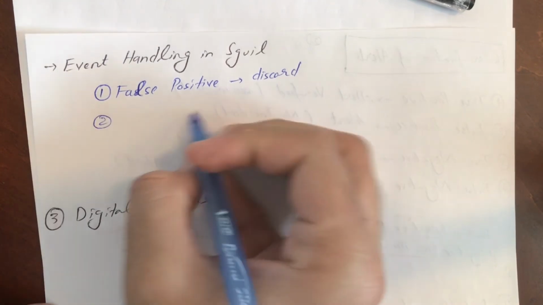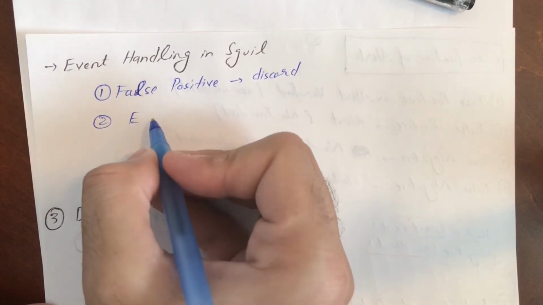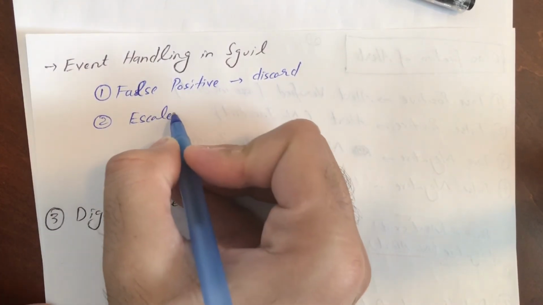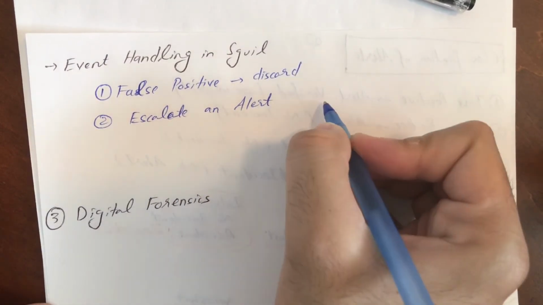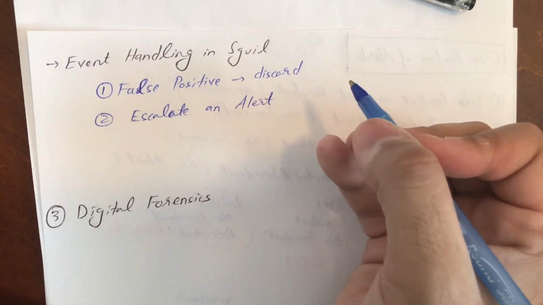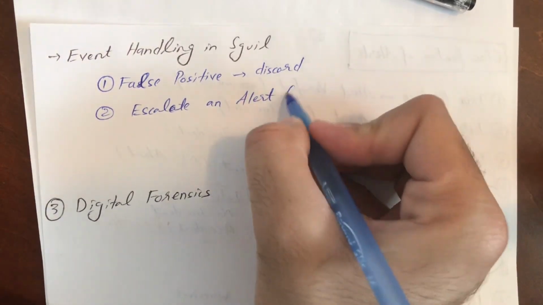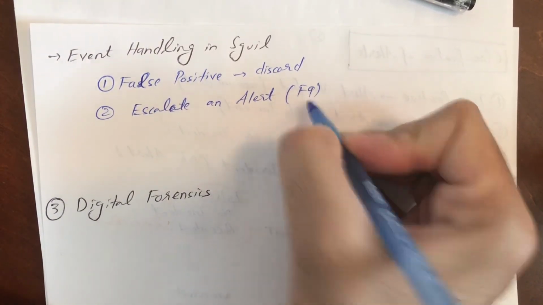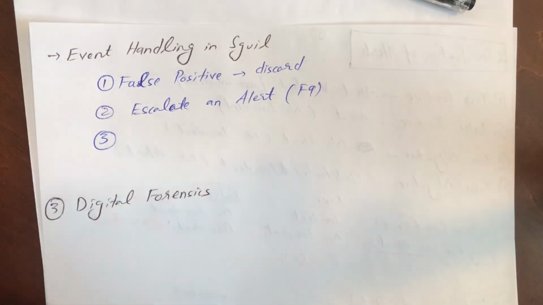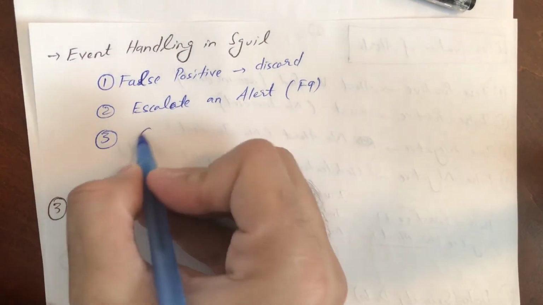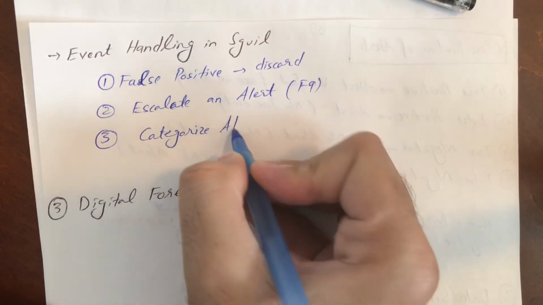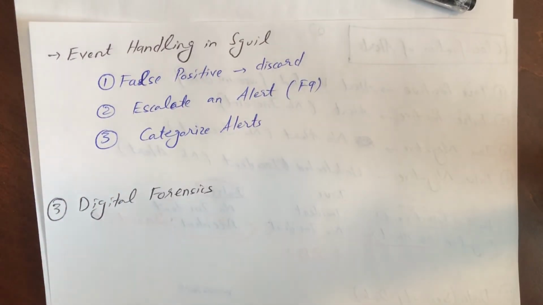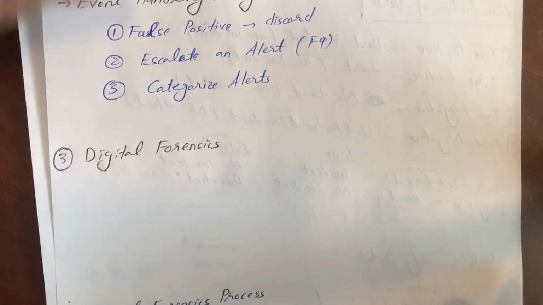Secondly, there's an option to escalate an alert. An alert can be escalated depending upon its severity or criticality, and you just have to hit F9 and it will automatically escalate the alert. Other than that, we can also categorize alerts like false positive, false negative, true positive, true negative, and so on.